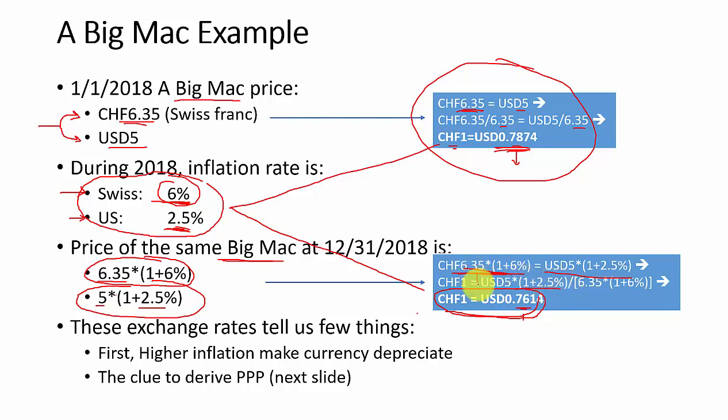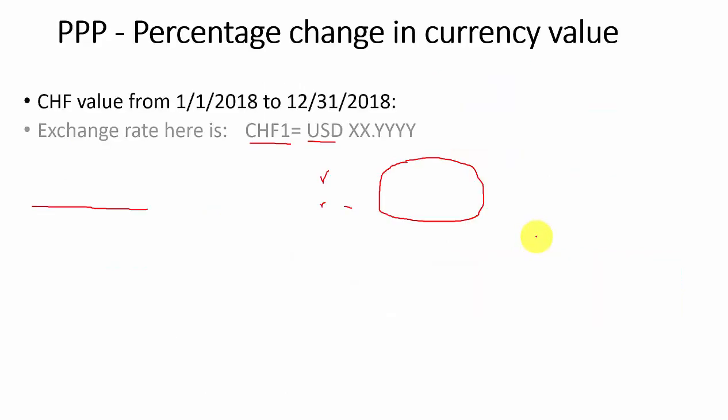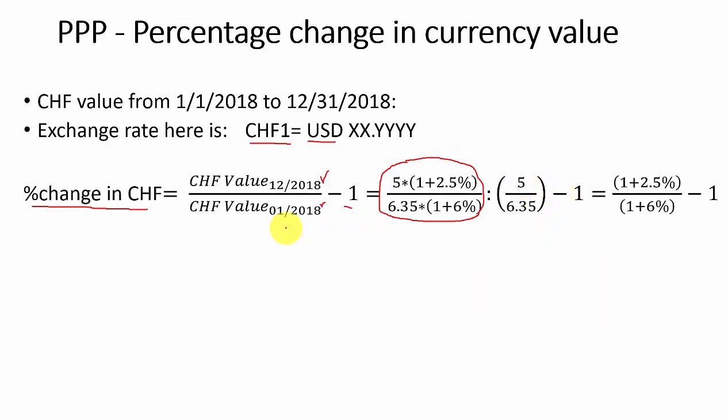It is a whole thing here. Okay, I just copy it and make it look a little bit better. And you divide by the initial value, which is 5 divided by 6.35. You can flip to the previous slide and you see it. It is the first exchange rate and minus 1. Okay, it is a formula.